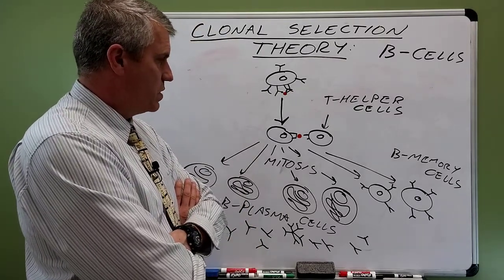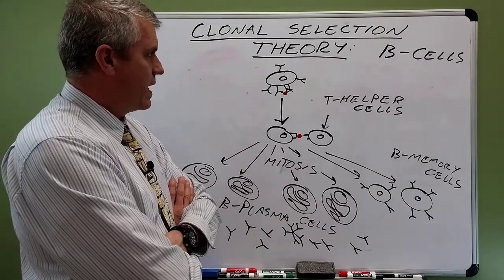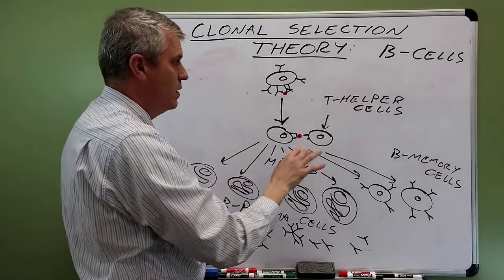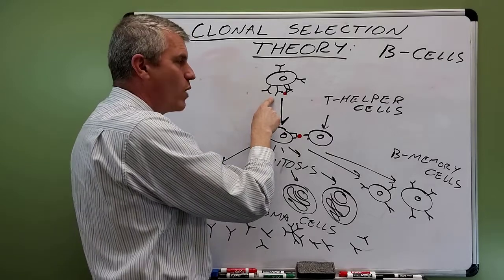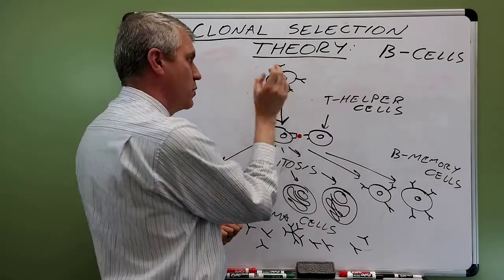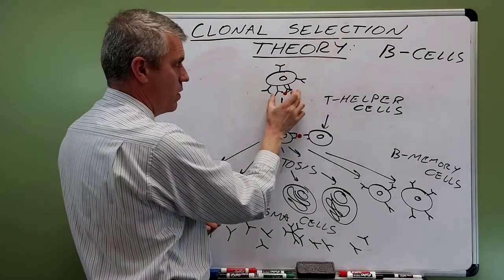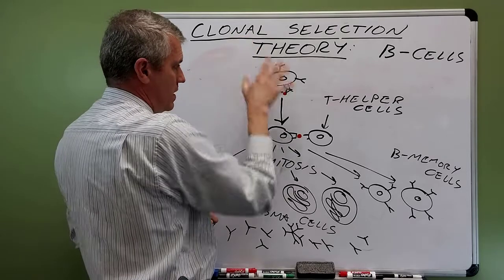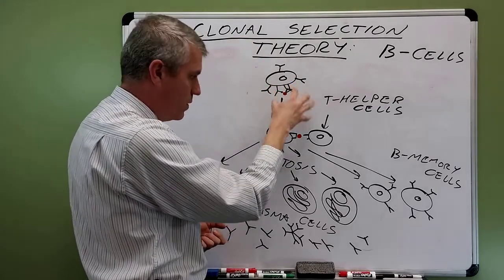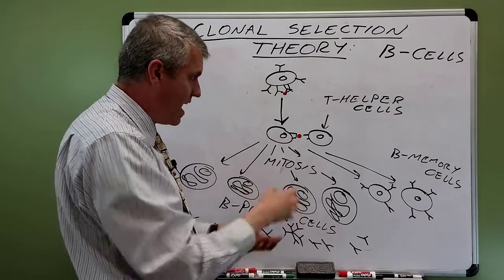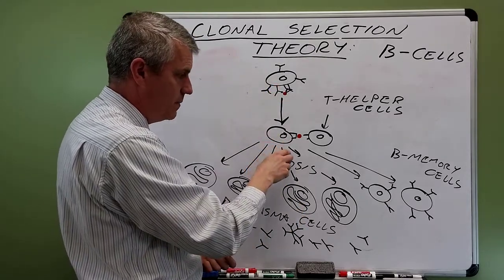So that's clonal selection theory. Again, remember we started out with lots of different B cells. Only one of them was able to recognize the alien antigen represented by the red dot. So that one was selected for. The clonal part, this cell is cloned. It goes through mitosis, which is a form of cloning. We're making identical copies of this original B cell.